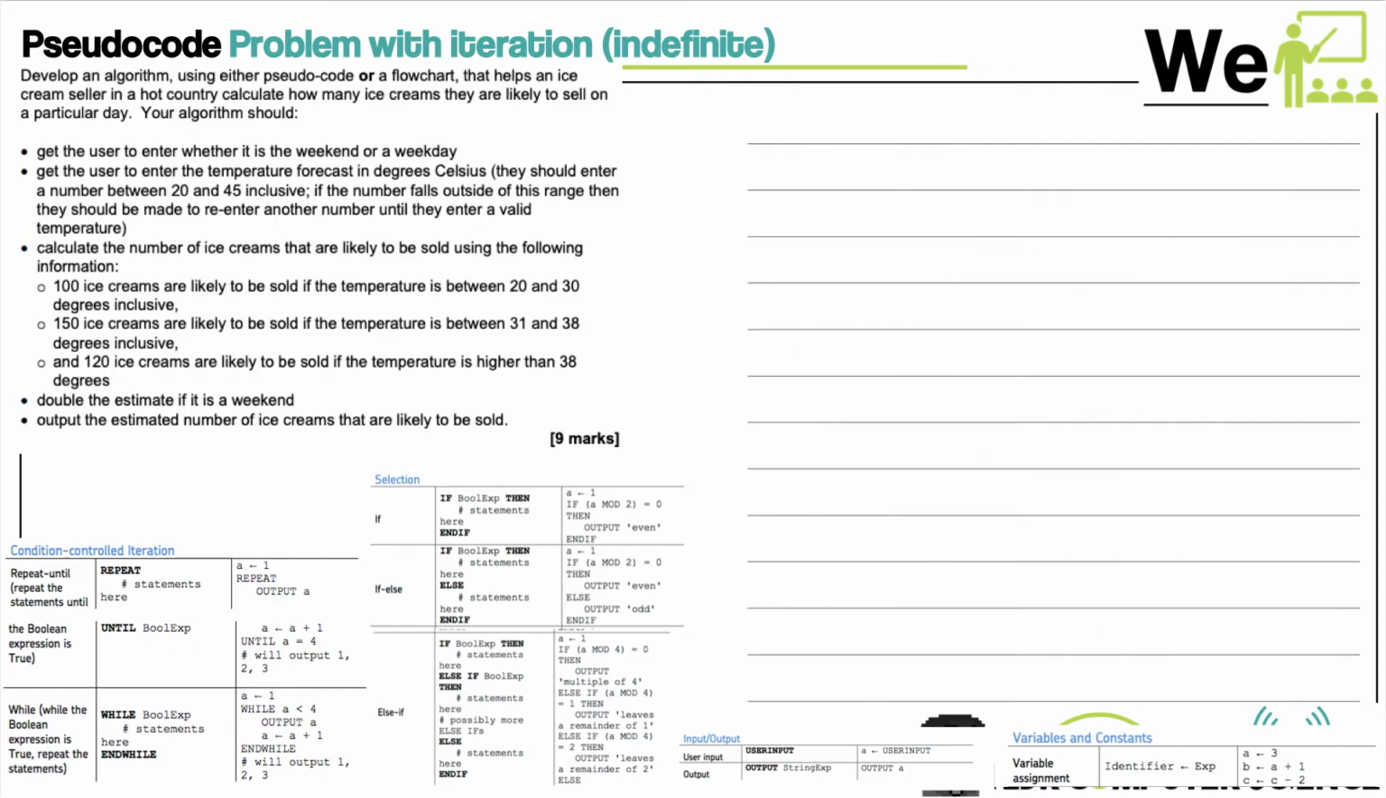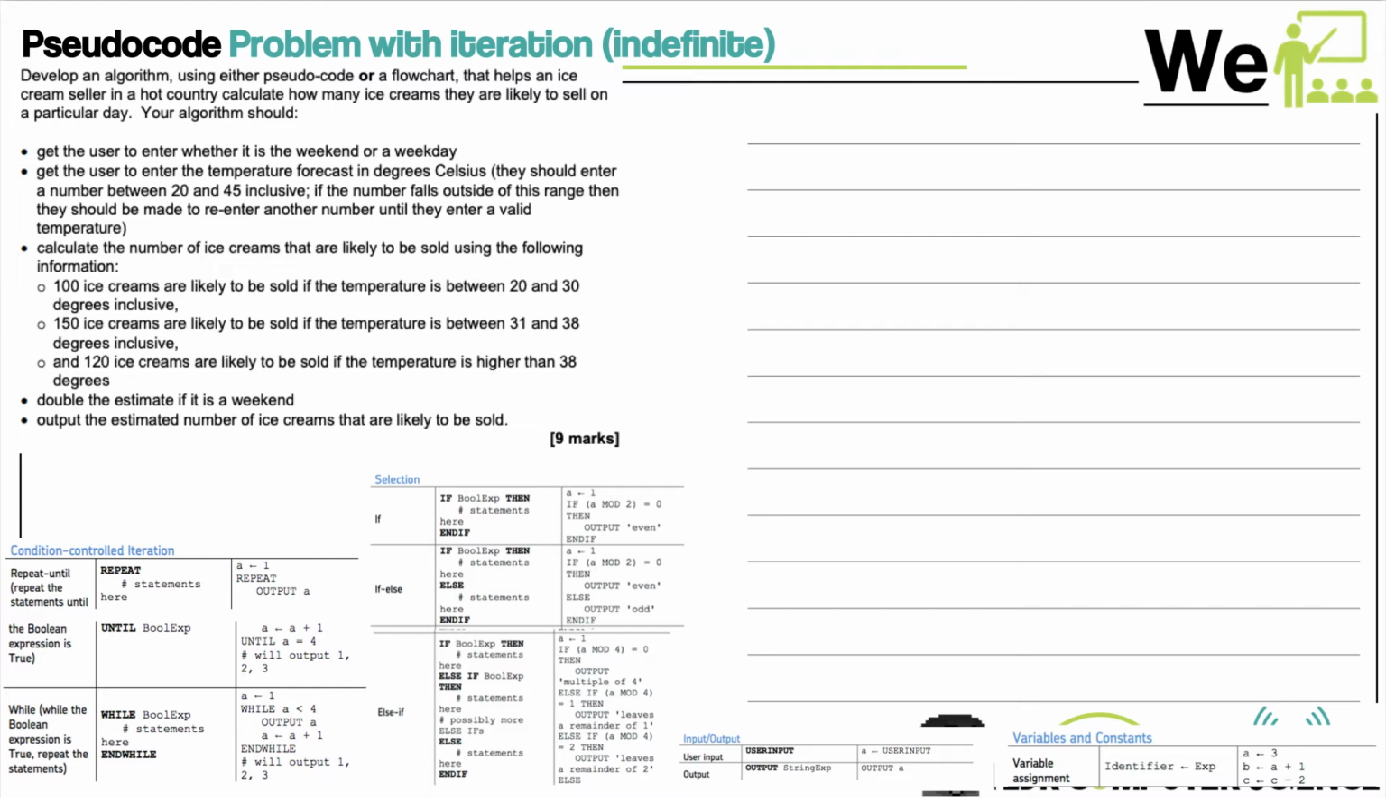Okay, this is a 9 marker, so quite a big question, but actually I don't think it's necessarily adding that much more complexity. It's just longer, more broken up, but using all the same thinking as we did before. Again, it's going to be using iterations, so loops. In this one here, it says develop an algorithm using either pseudocode or a flowchart, so we'll be using pseudocode in our case, that helps an ice cream seller in a hot country calculate how many ice creams they are likely to sell on a particular day. Okay, so that's the goal of our algorithm.